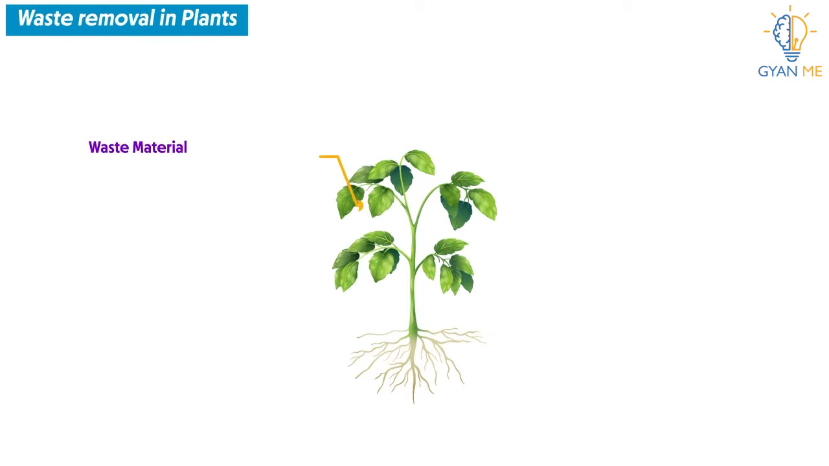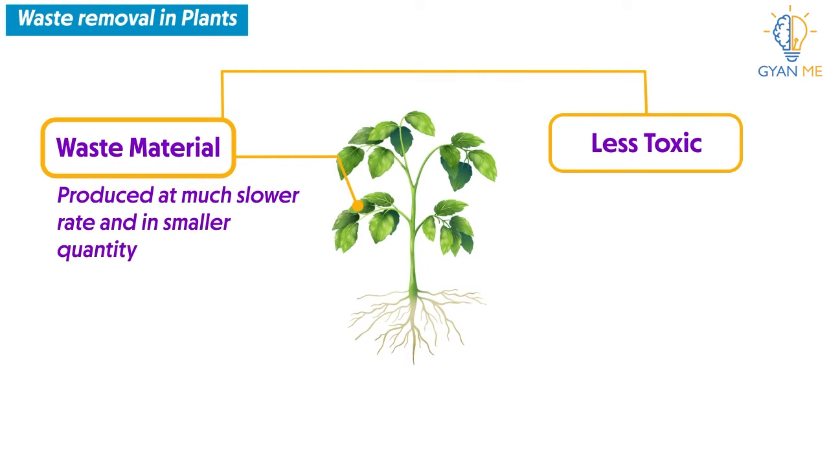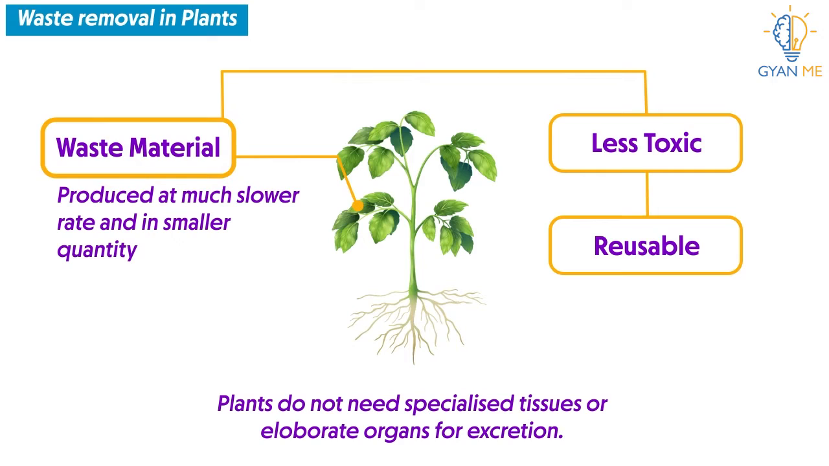To summarize, waste material in plants are produced at a much slower rate and in smaller quantities. They are less toxic and can be reused efficiently by plants themselves. And because of these factors, plants do not need specialized tissues or elaborate organs for excretion.